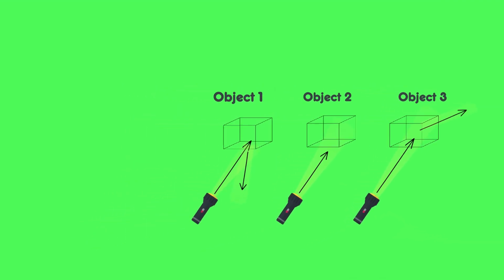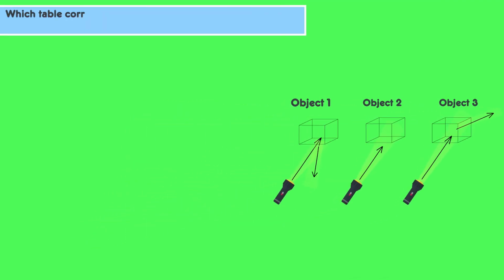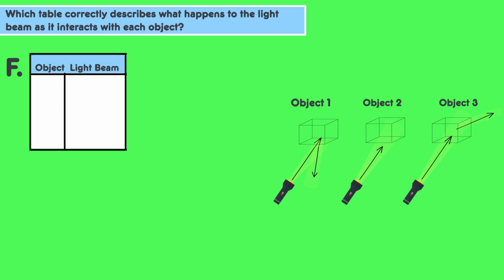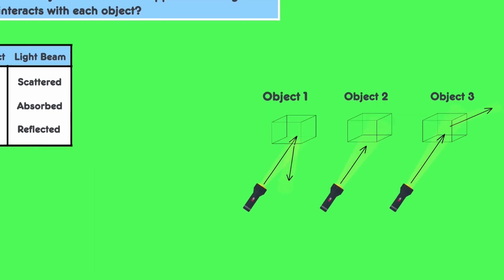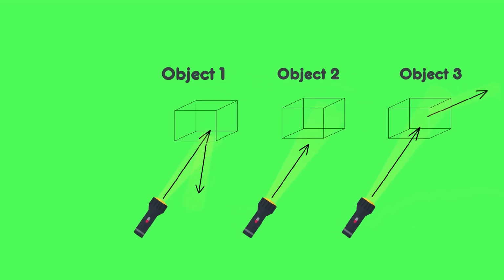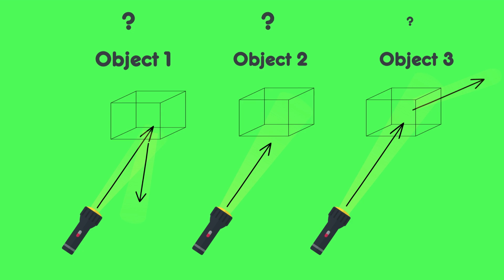Here's your question for part A. Which table correctly describes what happens to the light beam as it interacts with each object? Select 2 correct answers. Answer choice F. Object 1, scattered. Object 2, absorbed. Object 3, reflected. Quick tip. Think about how different materials interact with light. Which materials scatter, absorb, or reflect light?